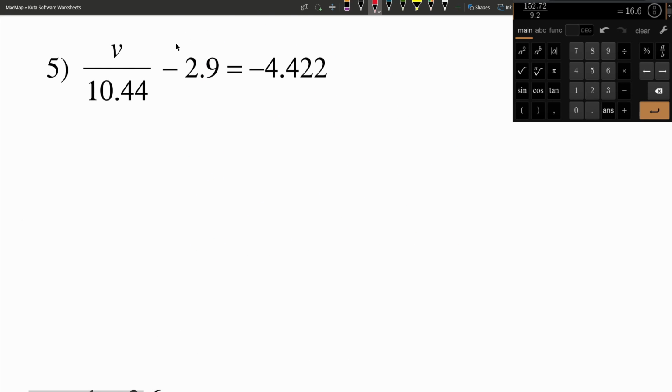In number 5, v is divided by 10.44, then we're subtracting 2.9, and that's equal to negative 4.422. What's our first step? Well, we don't want to multiply by 10.44 at the start, because then that gets distributed to both of our terms on the left-hand side. Instead, we'll simply add 2.9 to both sides. And when we do that, negative 2.9 plus 2.9 equals 0. So we're going to have v divided by 10.44 equals, well, negative 4.422 plus 2.9.